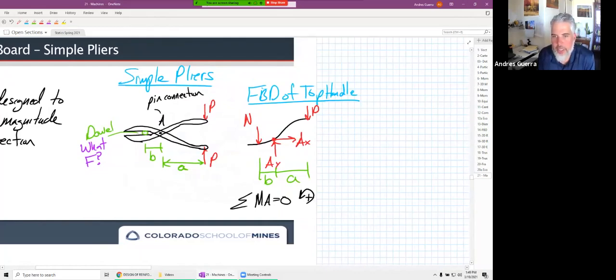If we sum moments about point A, we're going to have N times B minus P times A equal to 0. Let's solve for N in terms of P. N is going to be equal to P times the ratio of A over B.